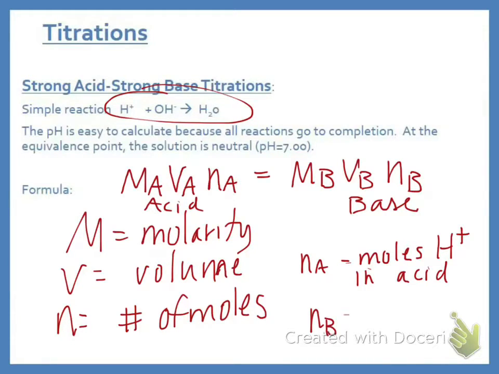Okay, but Na is going to be moles of H, excuse me, in the acid. And Nb is going to be moles of hydroxide in the base. So we actually won't even need to look at the balanced equation. We're going to look at the formulas of the acid and the base that we're going to be doing. So let's work an example.